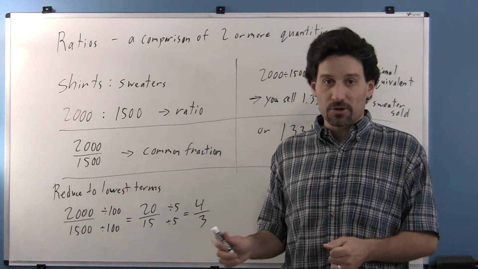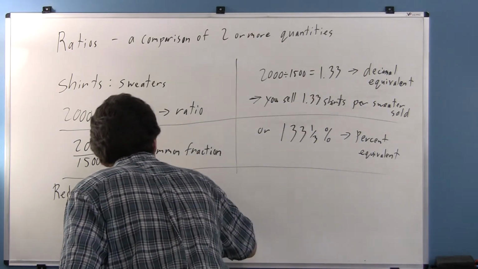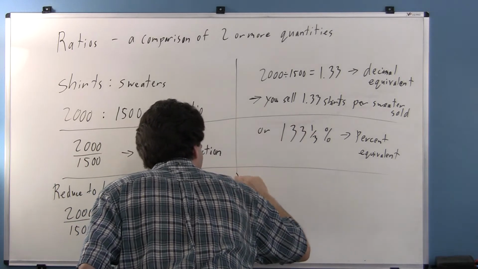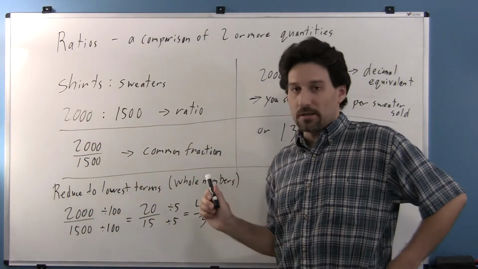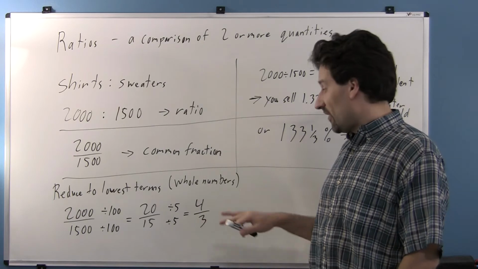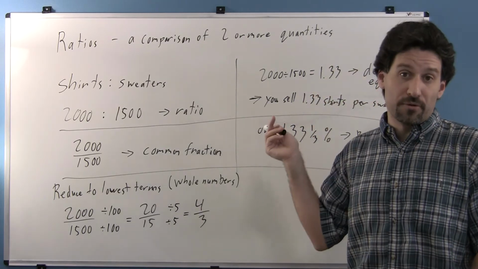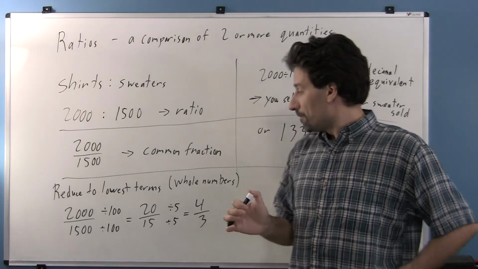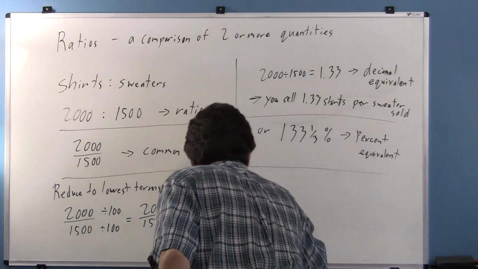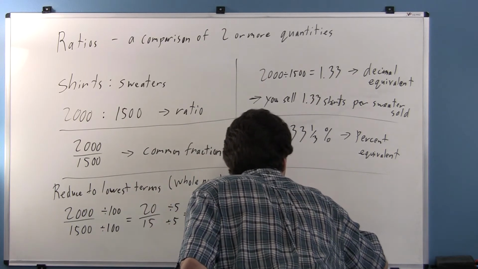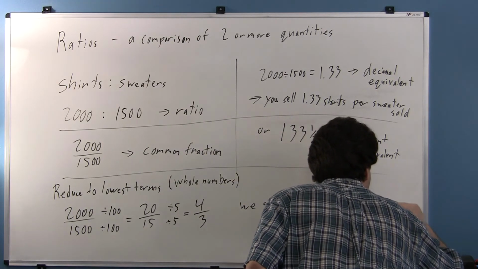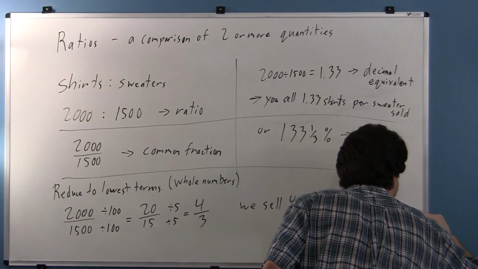The reduced to lowest terms, I'll put down whole numbers. So when we reduce to lowest terms, we're specifically wanting it all expressed in whole numbers. So 4 over 3, that is the simplest you can do. If you divide any further, 4 divided by 3, you get 1.33. You're getting a decimal number. So really, this would mean we sell 4 shirts for every 3 sweaters.